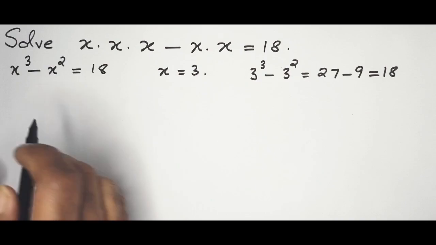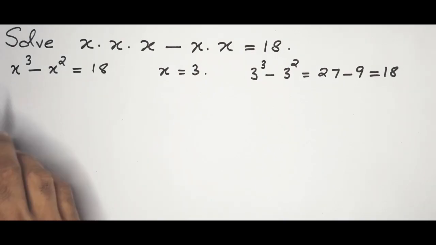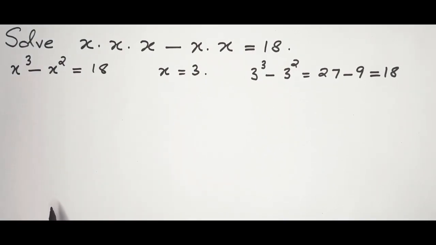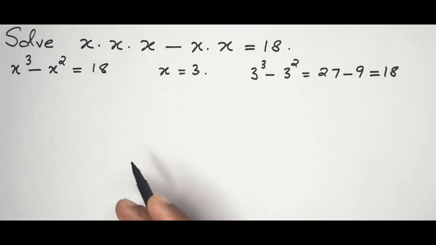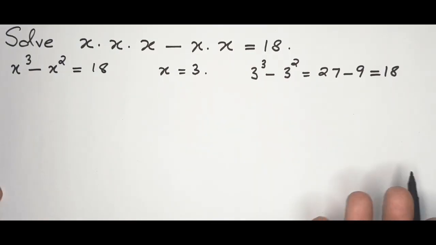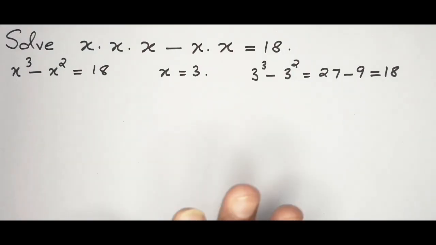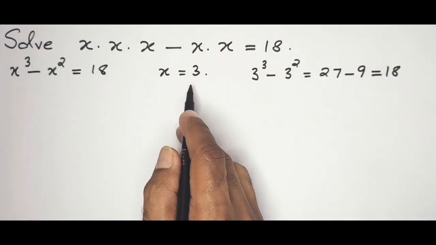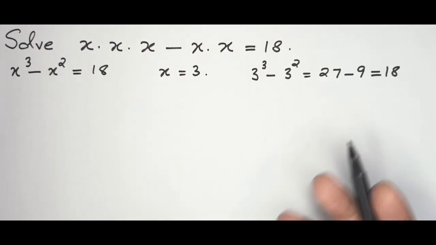As you can see, this is a cubic or a third degree equation, which implies what? This equation has at most 3 solutions. What we are trying to do in this video is finding the other 2 solutions. There are totally 3 solutions. One solution is this. We are going to find out the other 2 solutions.